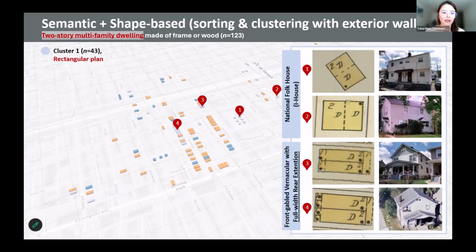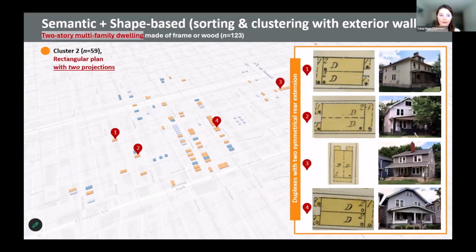Next, please. For cluster 1, we can see that the buildings are characterized by a rectangular plan if we just imagine the exterior walls of each building footprint. The same pattern is happening here as well, because the third and fourth examples actually have a front porch. But if we just look at the exterior walls, we wouldn't know there would be a front porch, whereas the first and second have no front porch at all. Next, please. So this again tells us interior lines are very important for us.